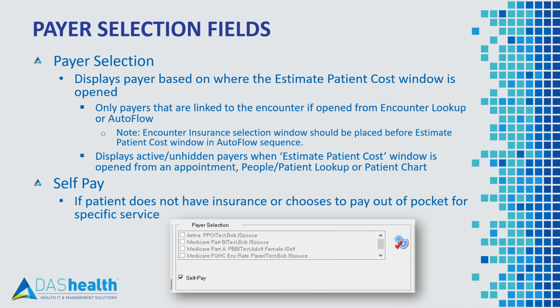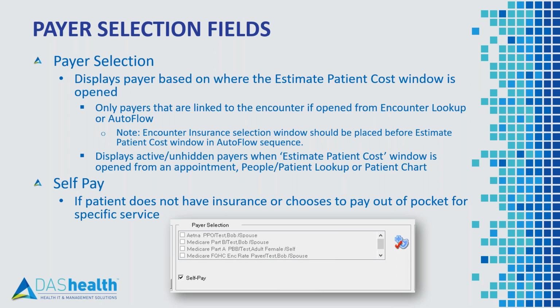Along those lines, just as a note, because of that, especially if it's an appointment or during the autoflow sequence, we do recommend that the encounter insurance selection window is placed before the estimate patient cost window in your autoflow sequence. Obviously, if you reverse those, then the insurance won't be associated with that encounter yet if it was newly created.